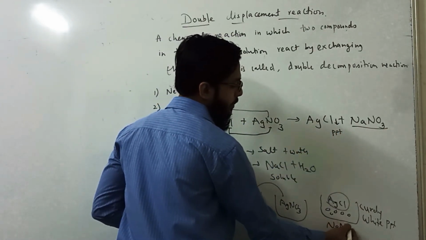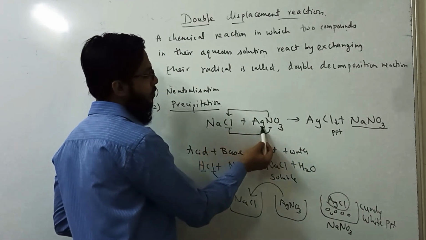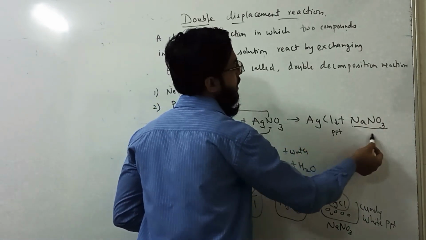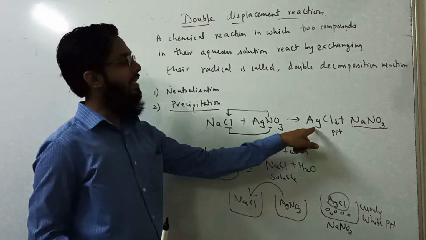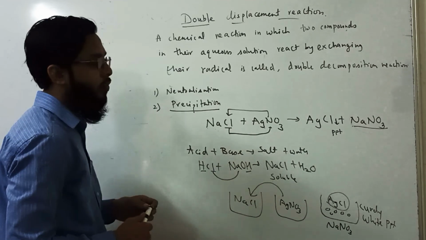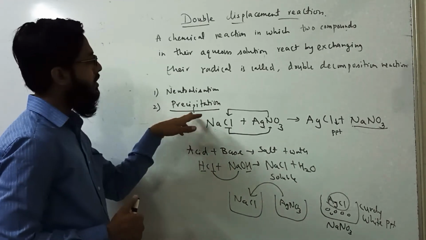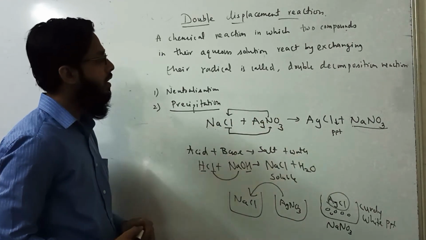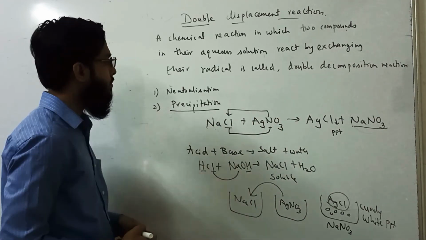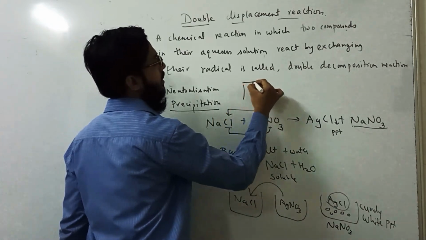NaNO3 is formed, but it is soluble in water. We are taking it in water. So the NaNO3 formed is soluble in water, but AgCl is not soluble, so you will see it as a white precipitate. Such kind of reaction is known as double displacement reaction, and especially if it is having precipitate, it is known as precipitation reaction. We can take another example.